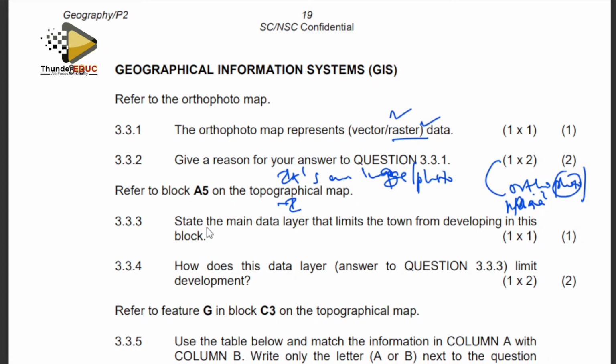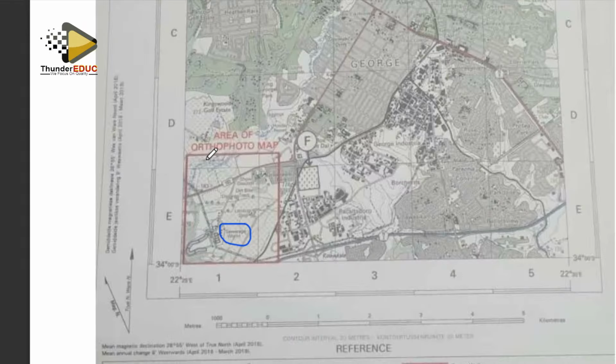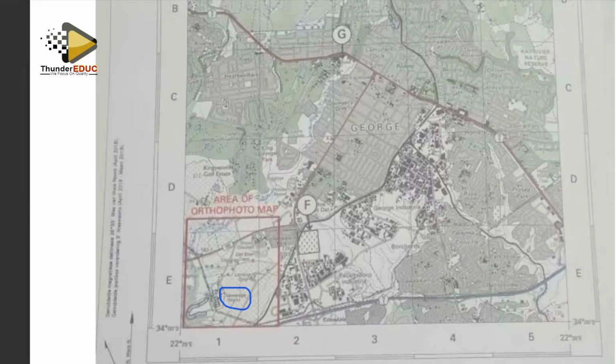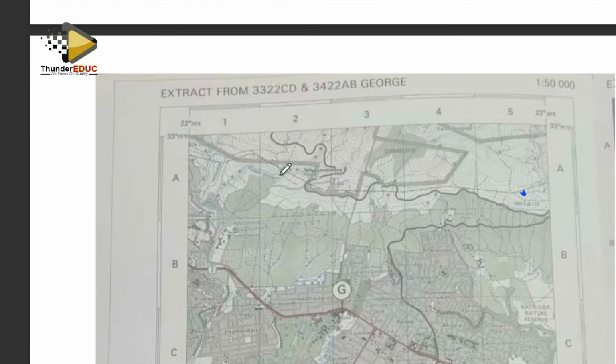3.3.3, state the main data layer that limits the town from developing in this block. What limits the town from developing in block A5? We come here. Which map are they referring us to use? Topographic, in block A5. So here, which data layer is limiting the extension in this block?